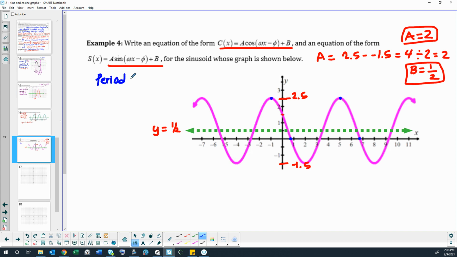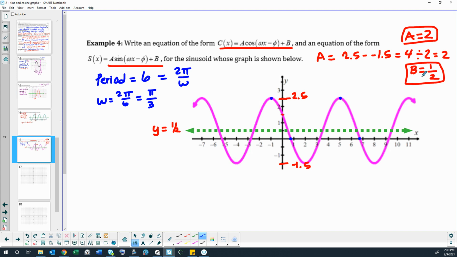Period of 6. Now the period is found by taking 2 pi and dividing by omega. So let's solve this and figure out what omega would be. If 6 is equal to 2 pi divided by omega, we can cross multiply so that we have 6 omega equals 2 pi. And then divide by 6. So omega equals 2 pi divided by 6, which is also pi thirds. So our equation is literally going to have a pi thirds inside of it next to the x, if that makes sense.